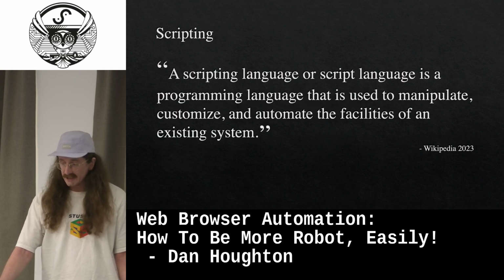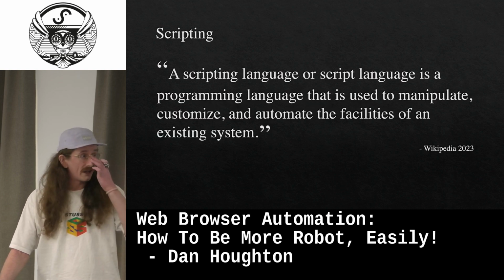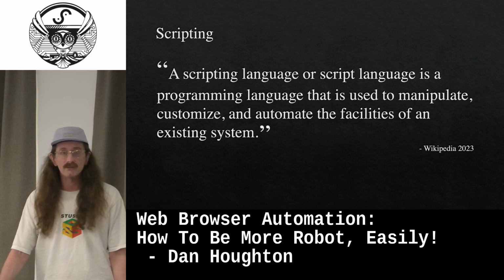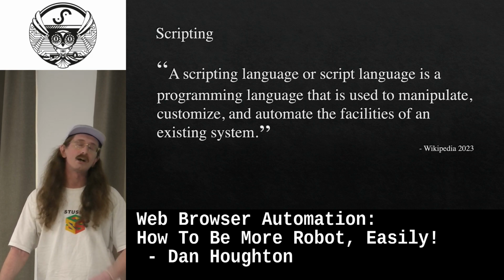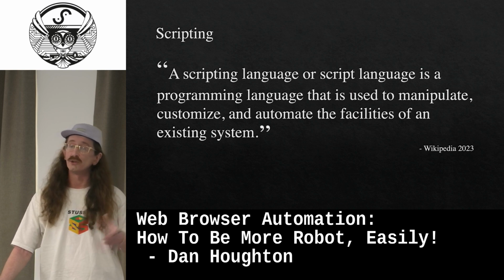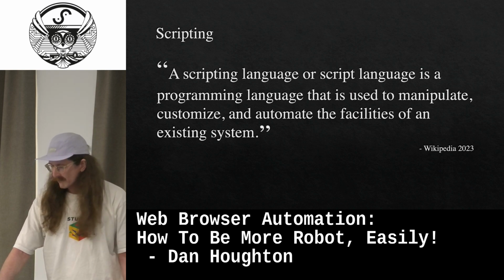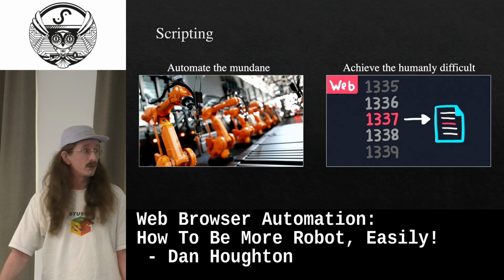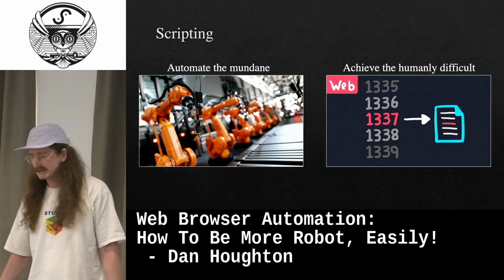Basic concept: scripting. Again, a quote pulled from the hive mind of all human knowledge on the internet. Scripting is a way, basically, of interacting with a system and getting it to do some things that you don't want to do yourself. So why might we want to script things and automate things?